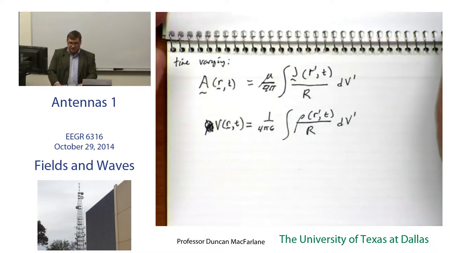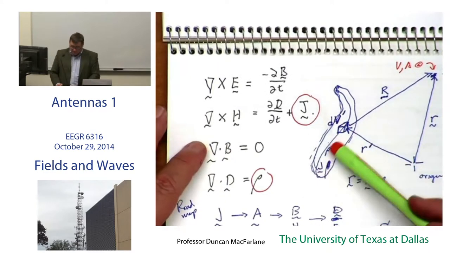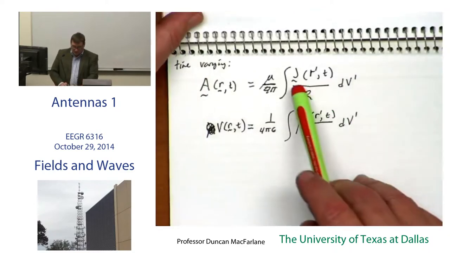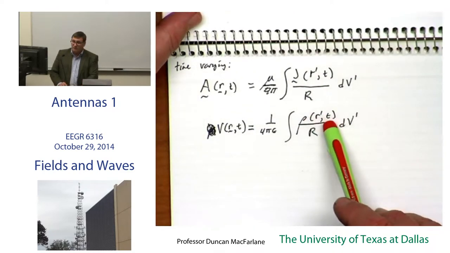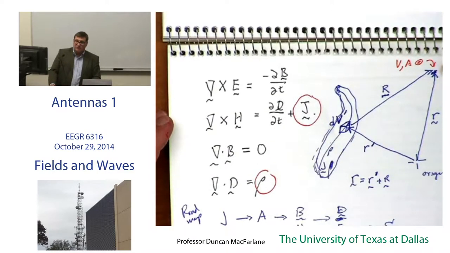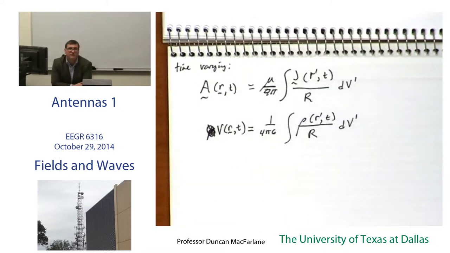Let me go back to look at those for just a sec. Let's go back to the picture. Okay? What I've done is I've let J and rho at these points here change as a function of time. So I have J as a function of time and rho as a function of time. So far, so good, right? And if these guys are changing as a function of time, then you would expect something to change at my observation point, right? But what have I done that's wrong about these two equations? It's subtle.